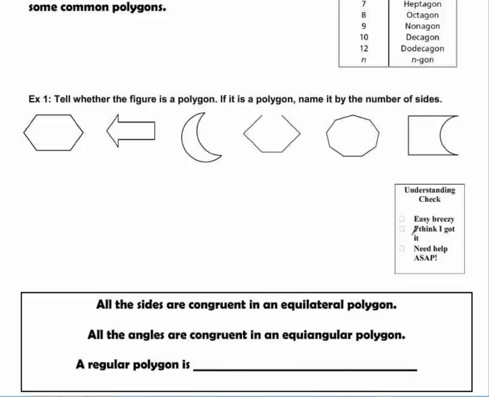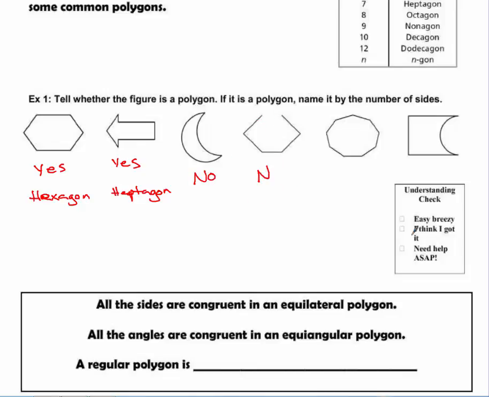So we look at this first shape, we see that it's closed. All the sides are line segments or straight. So we can say that yes, this is a polygon, and we would call it a hexagon. Next shape we see, all of the sides are straight, they're all line segments, it's closed. So yes, that's a polygon. It has 1, 2, 3, 4, 5, 6, 7 sides, so that makes it a heptagon. We look at this little moon-shaped thing, and it is closed, but the sides are not line segments, they're curves, so this is not a polygon.